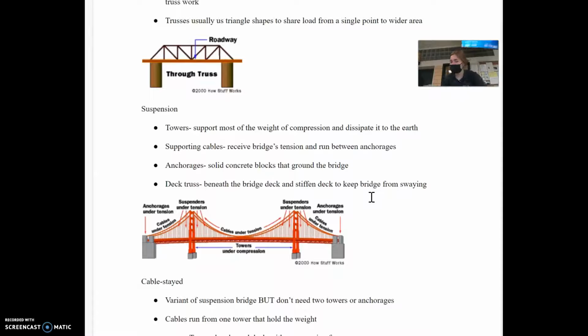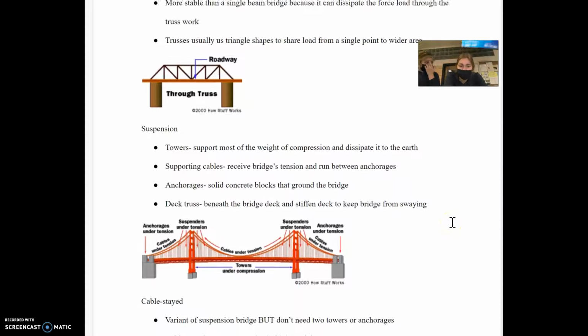The next type is a suspension bridge, like the Golden Gate Bridge. As shown in this picture, there are a bunch of different parts to the suspension bridge. There are usually 2 towers and then cables running in between the towers. The cables pretty much share the tension that runs between the anchors. The anchors are the concrete blocks that hold the bridge in place. And then you have the cables, and the towers support most of the compression, and then take it and dissipate it straight into the earth.